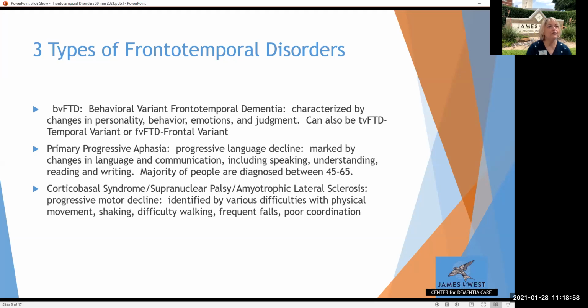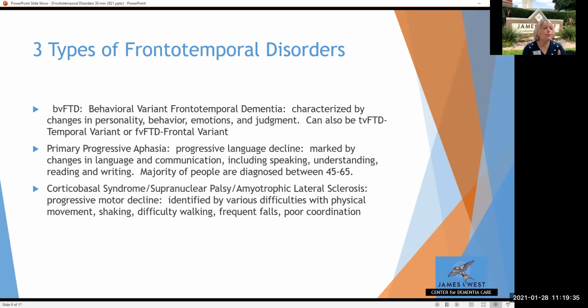So there are 3 types of frontotemporal disorders, and even underneath those there are some subtypes. We've talked about bvFTD, behavioral variant frontotemporal dementia, and we're going to deep dive into each of these very quickly. It's characterized by personality changes, behavior changes, emotions, and judgment. Sometimes you also see it written another way: TVFTD if they just have damage in the temporal, or bvFTD if it's just in the frontal.